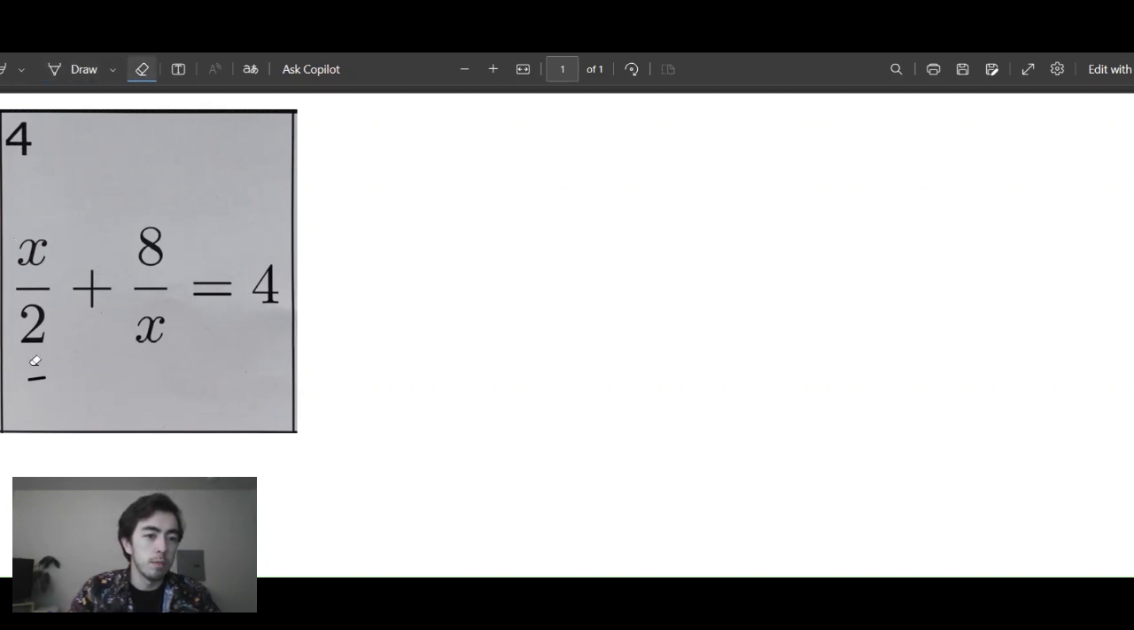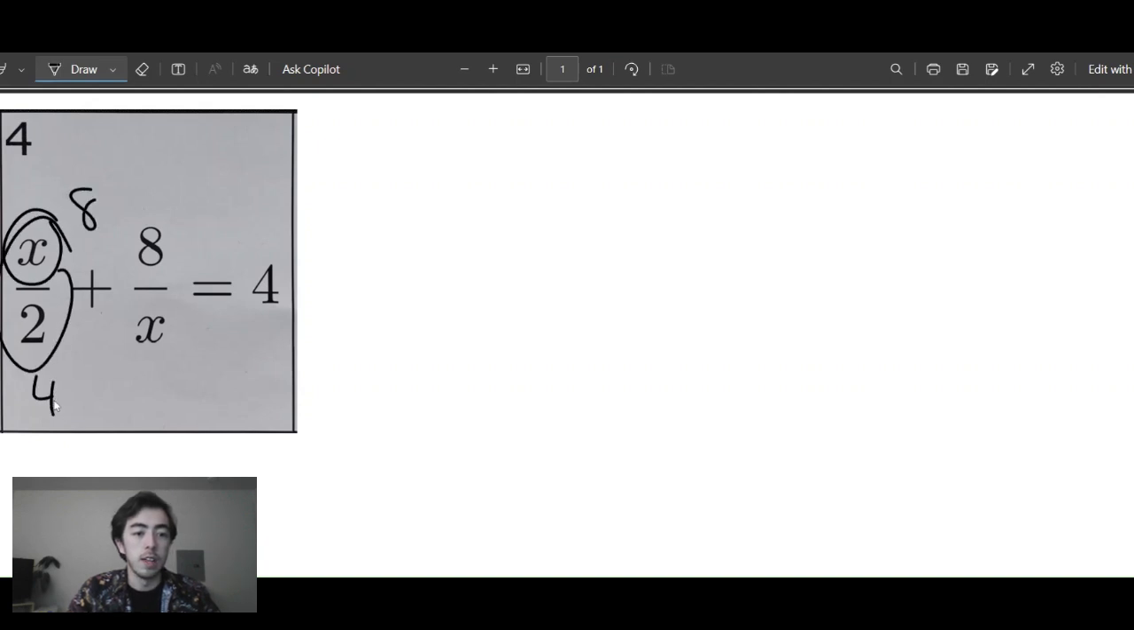So I'm looking at plugging in even an 8 here, makes a 4 already. And then 8 over 8 would be a 1. So plugging in 8 looks like it's just too big.